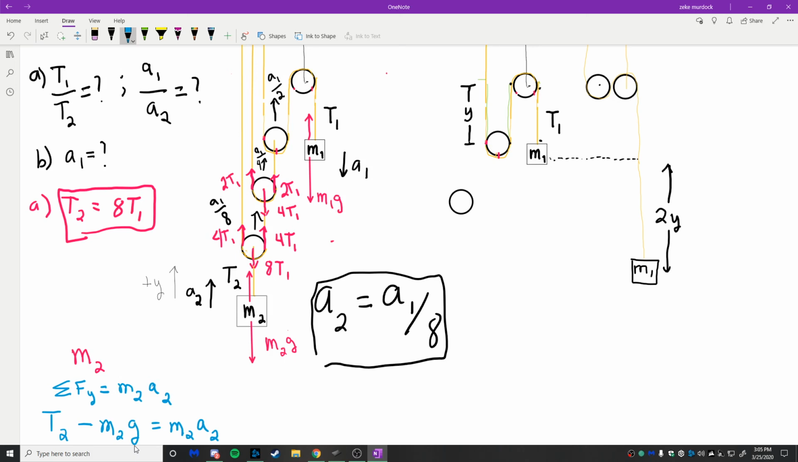And then we're going to do M1 over here. So for M1, which direction do I make positive for this guy? Up or down? Okay, so we make down positive. We say net force acting in, we'll call it the y direction, is equal to M1 times A1. And then we're just going to say we've got M1G minus T1 is equal to M1A1. And then we can start working with these equations.